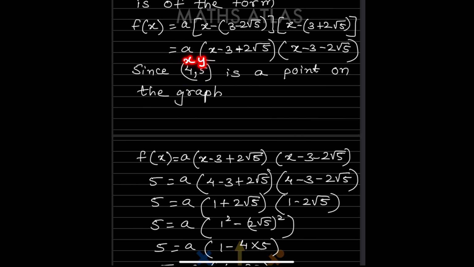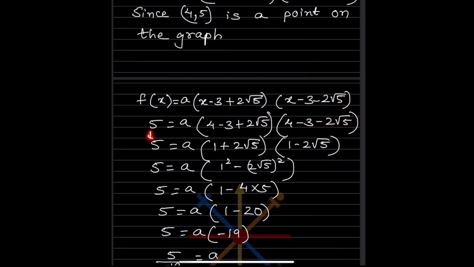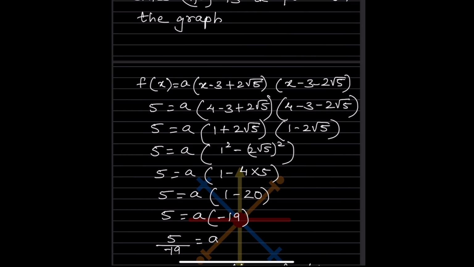So what will you write here? F of x means, as I said, that is nothing but y. So we are going to put this y value as 5. And x is 4, the rest is all the same. Again here you will put 4. Now see, my steps are going to be more, but the more the steps, the fewer the mistakes. Later on, if you're confident, you can minimize the steps.